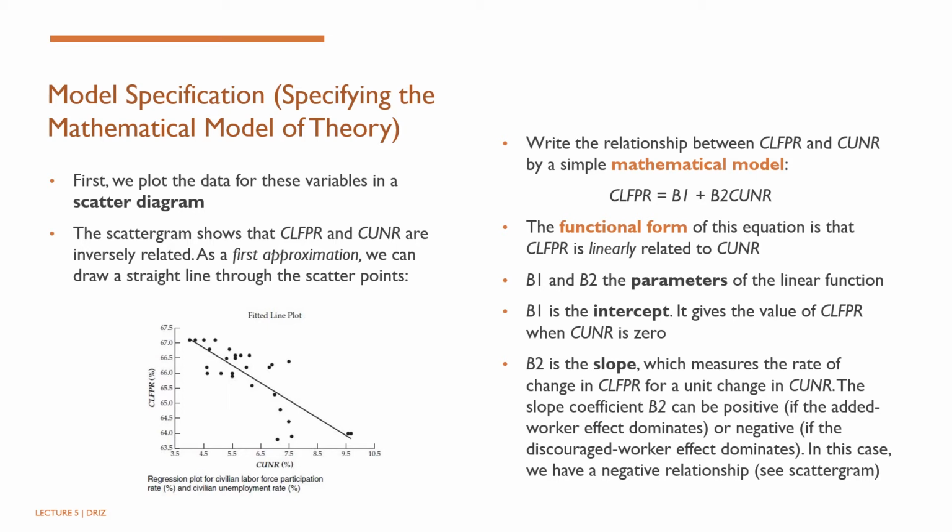The slope measures the rate of change in CLFPR for a unit change in CUNR, or more generally, the rate of change in the value of the variable on the left-hand side of the equation for a unit change in the value of the variable on the right-hand side. The slope coefficient B2 can be positive if the added worker effect dominates the discouraged worker effect, or it can be negative if the discouraged worker effect dominates the added worker effect. In this case, the scatter diagram suggests a negative relationship.